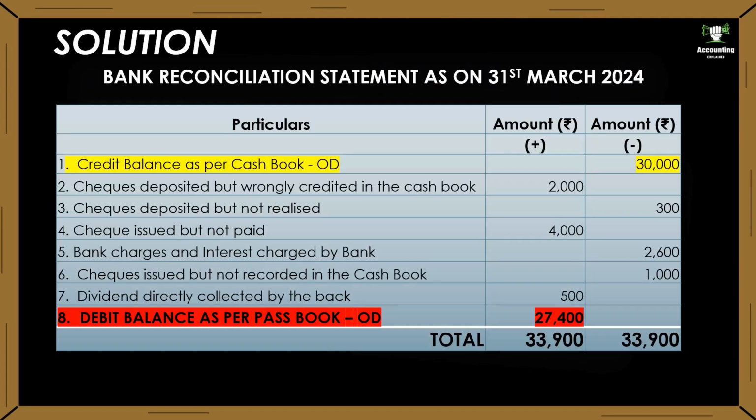Now we are going to balance the BRS. On seeing, we find the credit side balance is more. So we total the credit side and get 33,900. We take the total to the debit side also, 33,900. On deducting 2,000, 4,000 and 500 from 33,900, we get 27,400. That will be our debit balance as per passbook. That is, the OD balance as per passbook is 27,400.